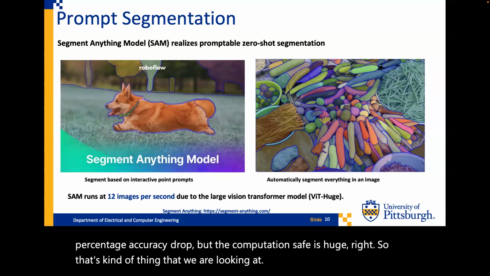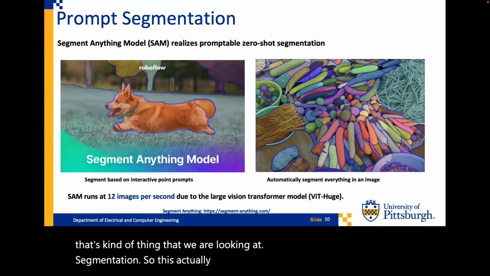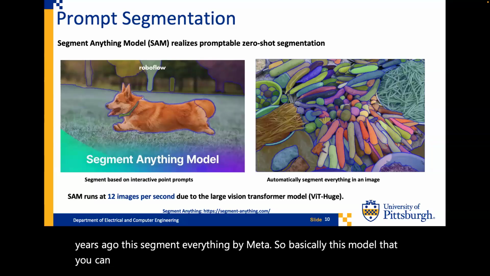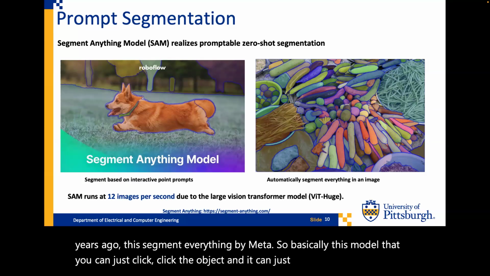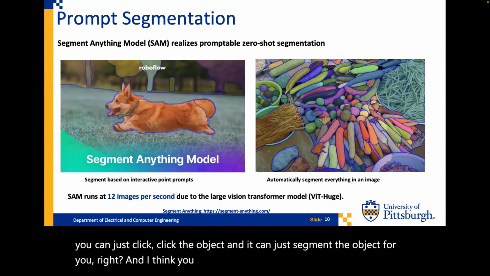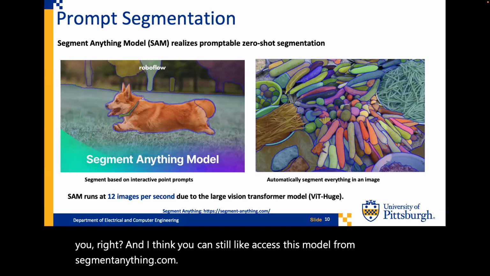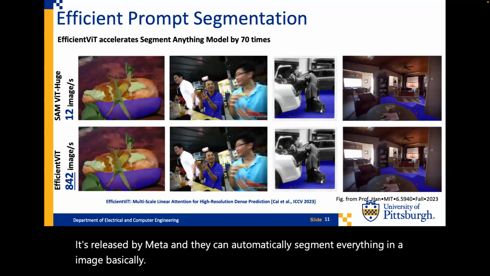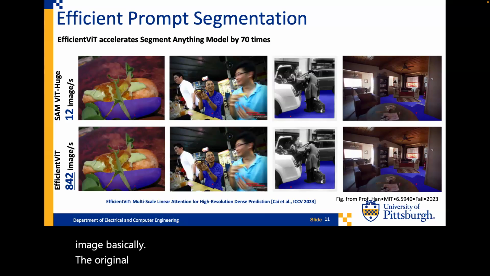Segmentation. This was released, I forgot if it was last year or 2 years ago, Segment Anything by Meta. Basically, with this model you can just click on an object and it will segment the object for you, right? And I think you can still access this model from segmentanything.com. It's released by Meta, and it can automatically segment everything in an image. The original Segment Anything, based on a vision transformer, can process about 12 images per second.